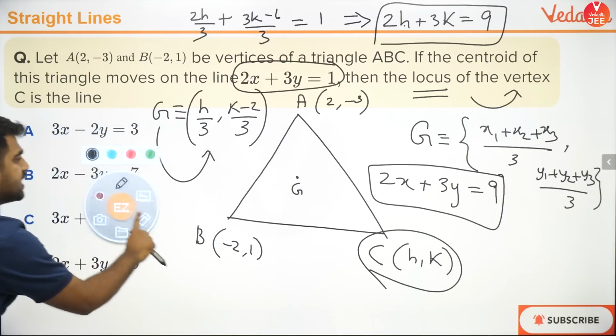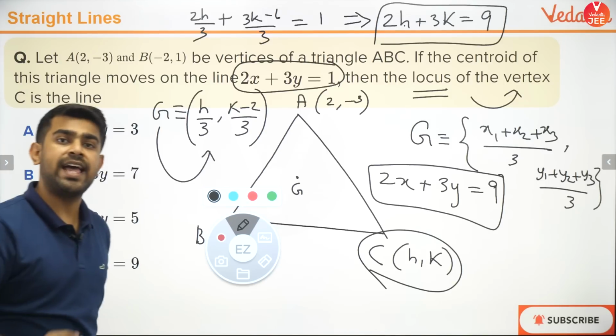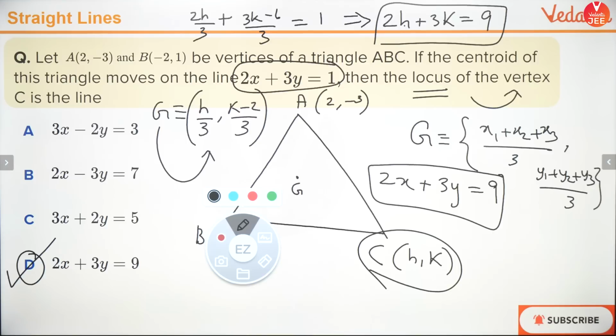Let me move this and see if we got the correct answer. 2x plus 3y equal to 9. Yes, I do have it. I do have it in my D option. I hope you guys liked it. This is how you approach locus questions. Okay? It was a simple one, but it drives the concept of locus in a very simple manner. That is why it has found a place in today's discussion.